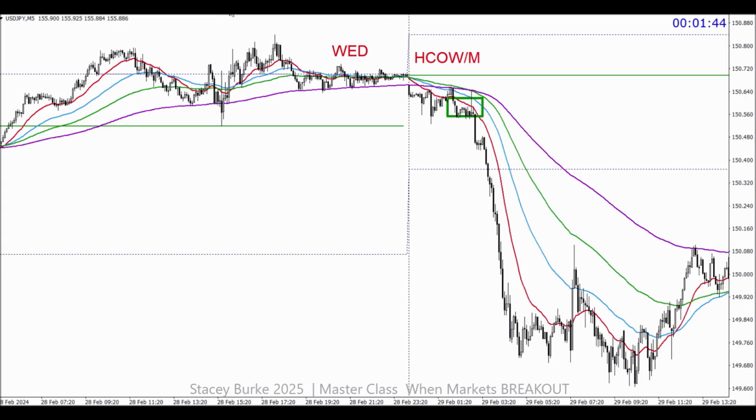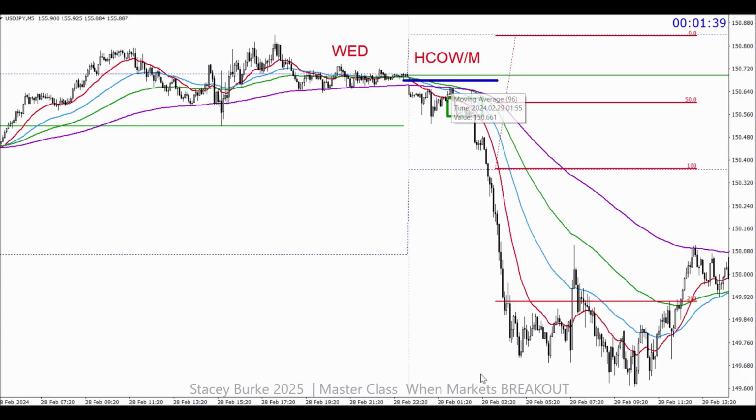Taking a position, placing our stop at the extreme, putting a target in place, and in this particular case, we can use a range expansion target of the high-low of the previous day's level as a potential 100% expansion of the range.